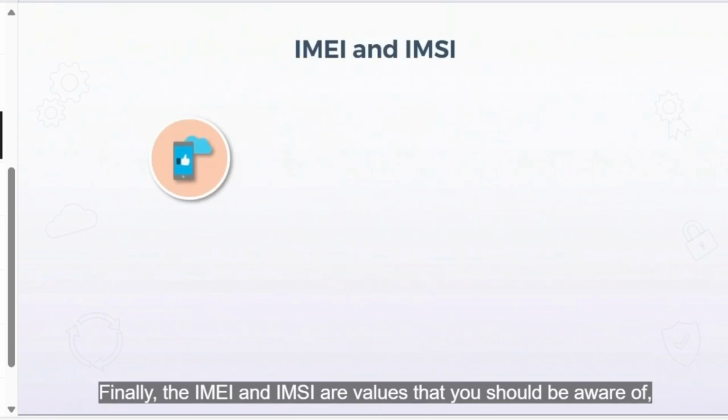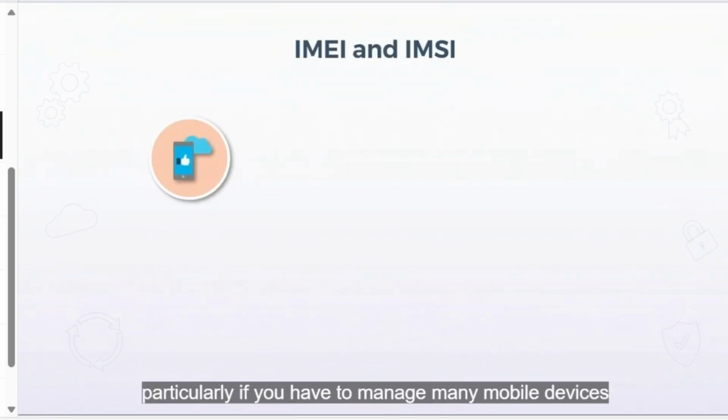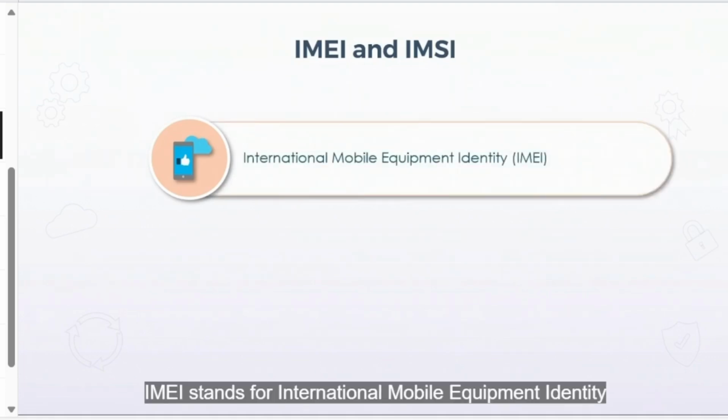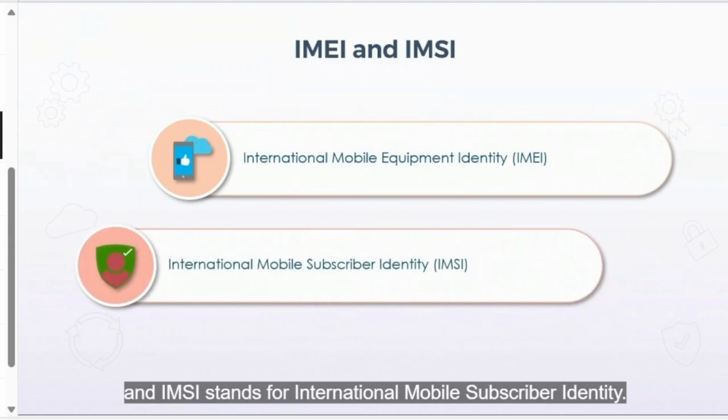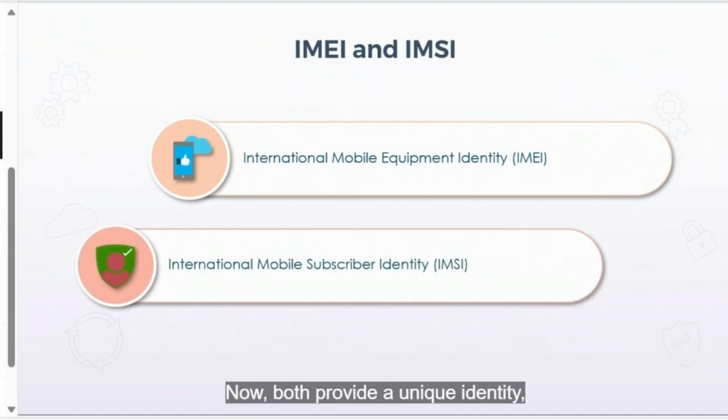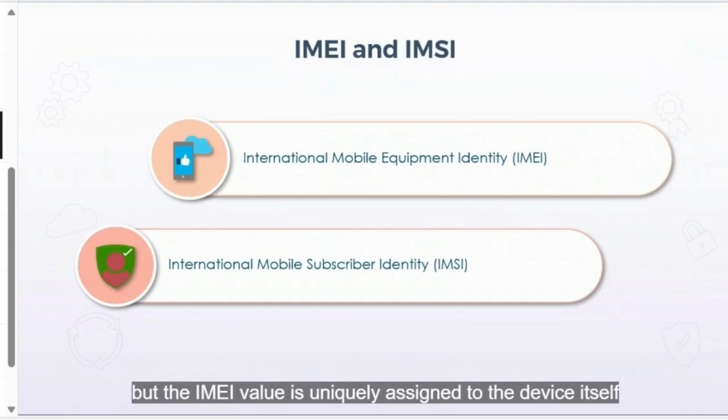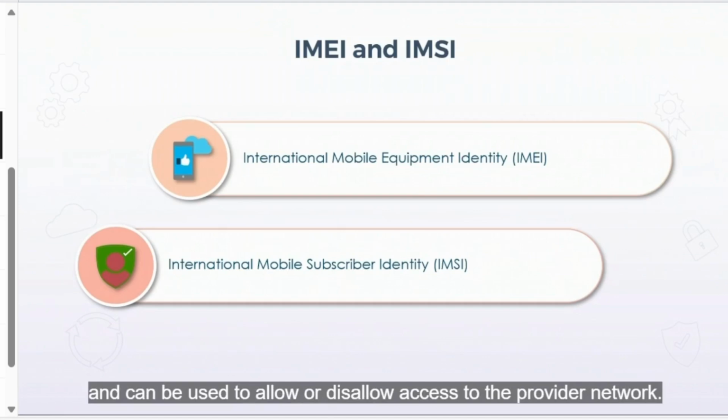Finally, the IMEI and IMSI are values that you should be aware of, particularly if you have to manage many mobile devices within your environment or if you work for a telecommunications provider. IMEI stands for International Mobile Equipment Identity, and IMSI stands for International Mobile Subscriber Identity. Now, both provide a unique identity, but the IMEI value is uniquely assigned to the device itself and can be used to allow or disallow access to the provider network.